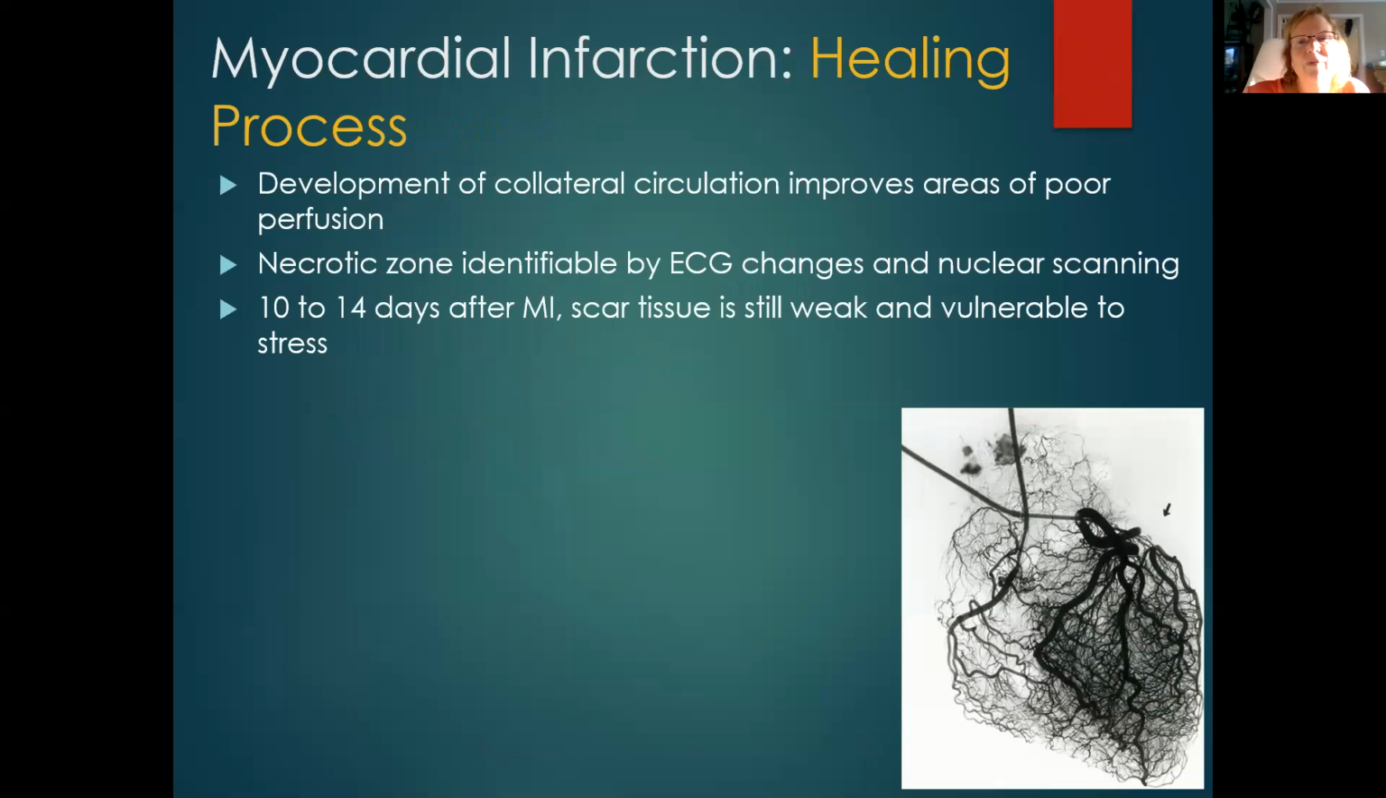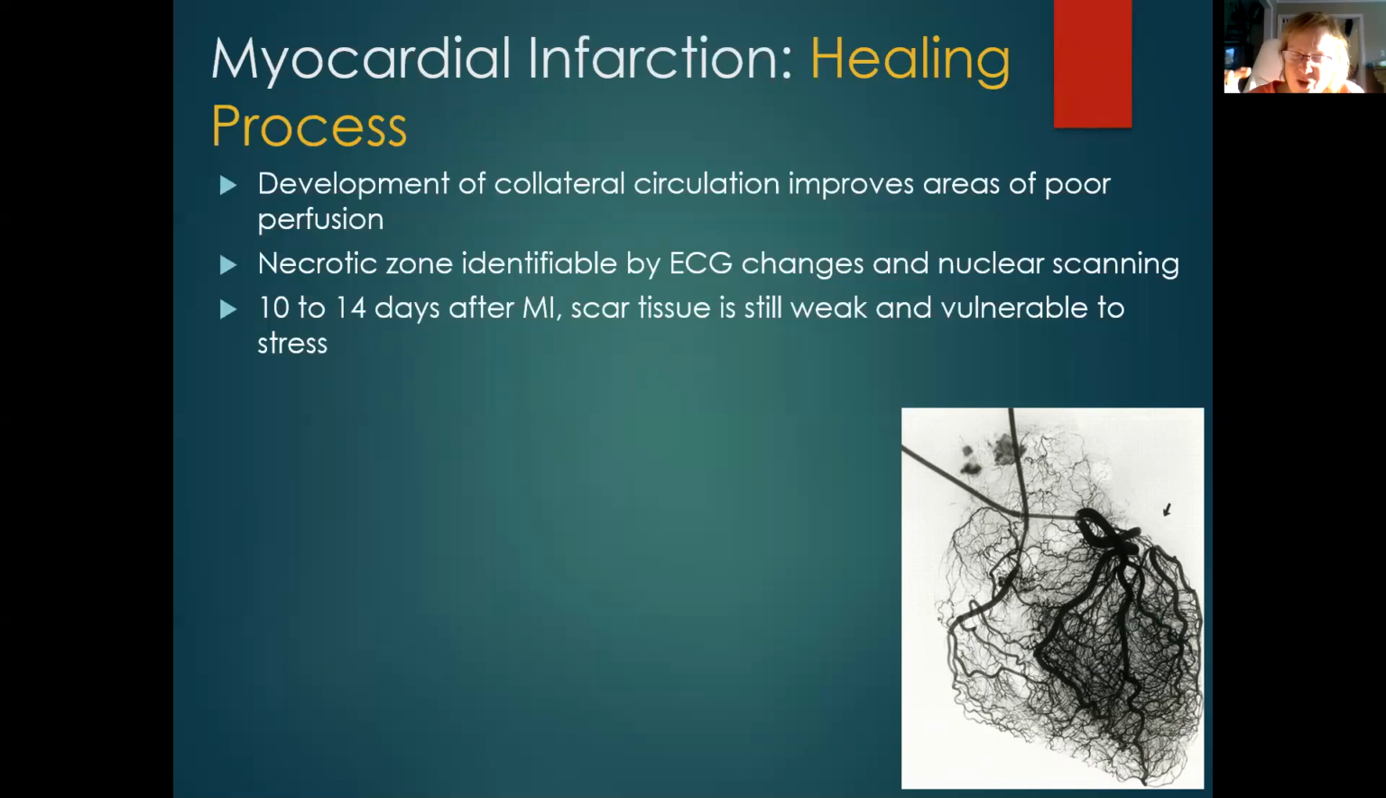Okay, so how do we move through healing? It's critical that our heart develop those collateral circulation processes. So where we have areas of poor circulation, we can move to being able to provide that blood flow. When we look at the ECG changes, and also if we do some nuclear scans, we can see the actual areas where there is necrosis.